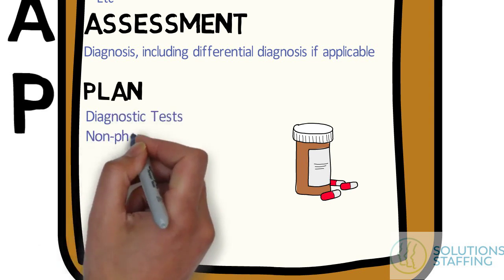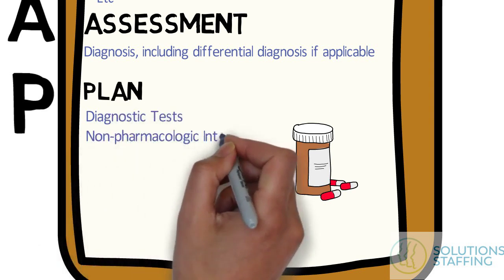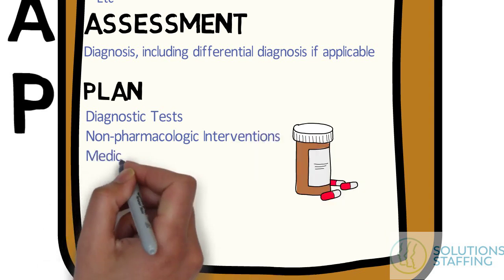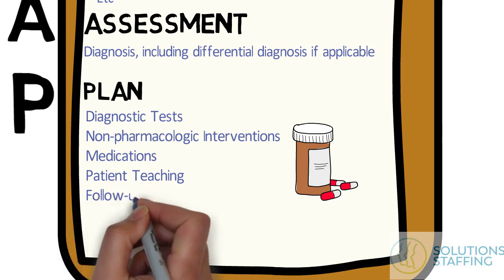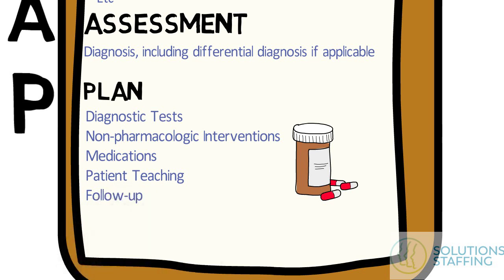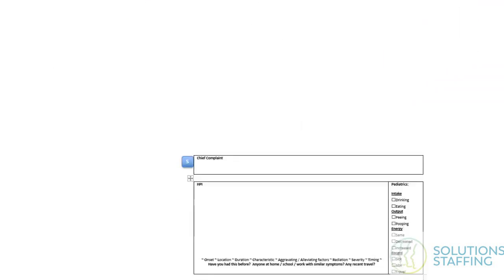Plan. Number these. Include any diagnostic tests that you will be sending out. Remember, any diagnostics that you do on-site, such as a urine dip or pregnancy test, should be included under your observations. Under the plan is also non-pharmacological interventions, pharmacological interventions, patient teaching, and any follow-up.